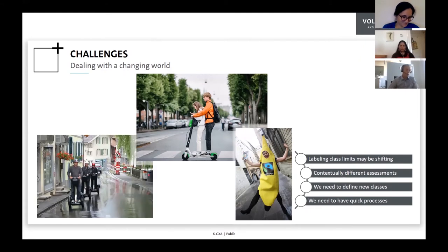Of course, we need to define new classes, right? There's people in the world inventing new things, and segways were some of those objects, which are now all of a sudden in between pedestrians and wheelchair drivers and bicycles and maybe motorcycles. So what is a segway? If I have to label a segway, which class do I label it to? And if I label it to one class, doesn't it confuse the network so that all of a sudden it can't distinguish a pedestrian from a bicyclist anymore? So those are challenges you need to see.